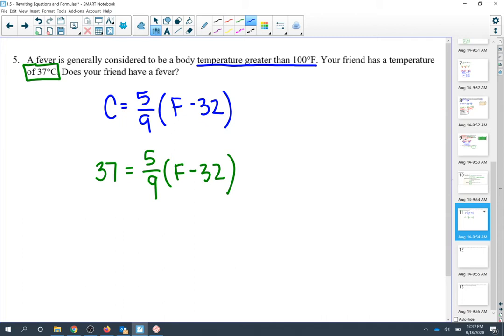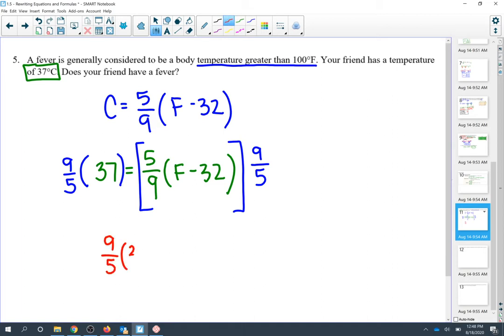Now, the first thing I got to do is get rid of this 5/9. I don't like it. So what I'm going to do is multiply both sides by the reciprocal. So I'm going to use really big parentheses here, which are going to look like brackets. The reciprocal is when you take a fraction and flip it upside down. So instead of 5/9, I'm going to multiply by 9/5. Same thing over here, really big parentheses. I'm going to multiply by 9/5. And for right now, because I don't actually know what this is, in my next step, I'm going to simply write it as 9/5 times 37 equals.